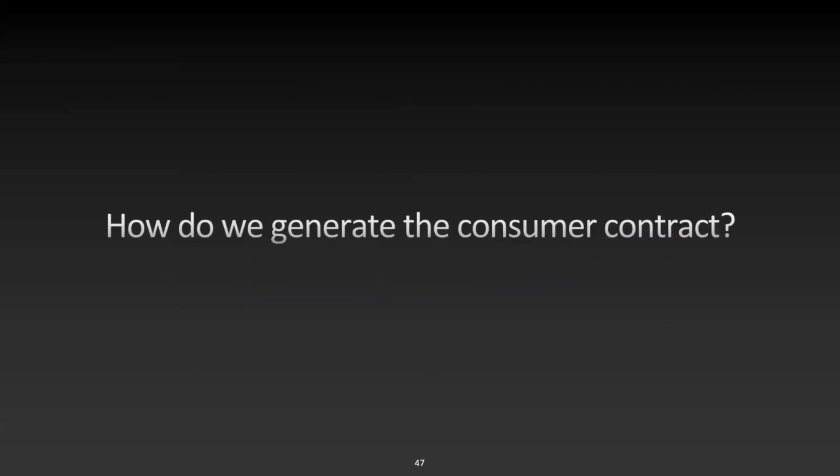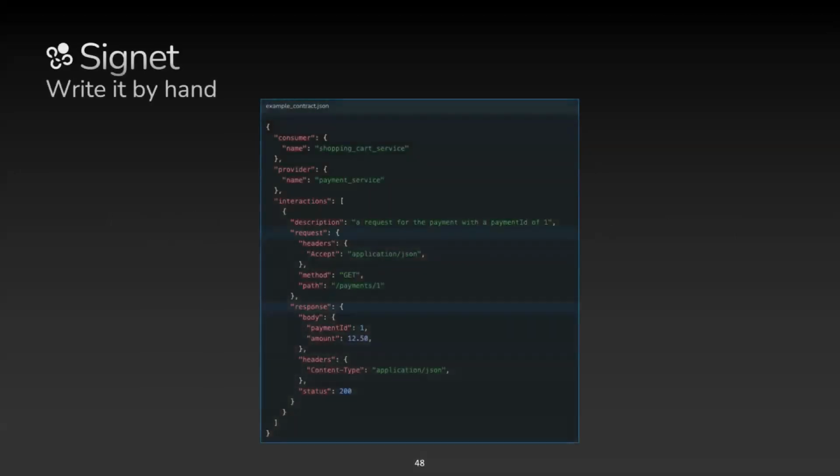Now that we covered what a consumer contract is, we'll now talk about how to generate a consumer contract. One approach is to write it by hand. Consumer contracts are serialized data files that follow a specific schema, so it's possible to manually write them using a text editor. The downside is that this can be tedious and prone to error.